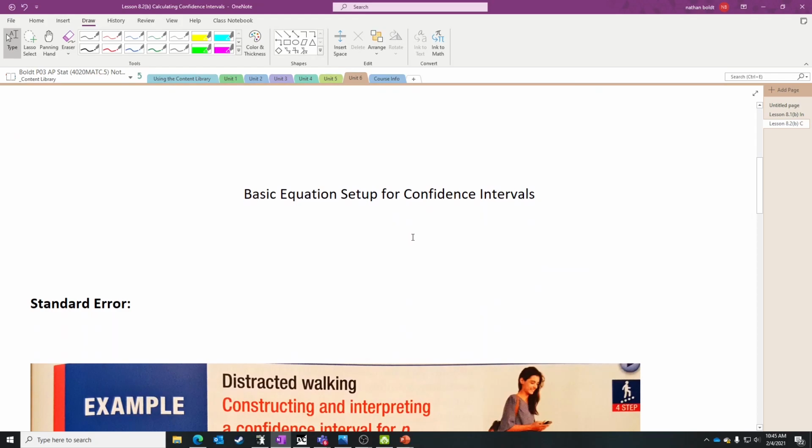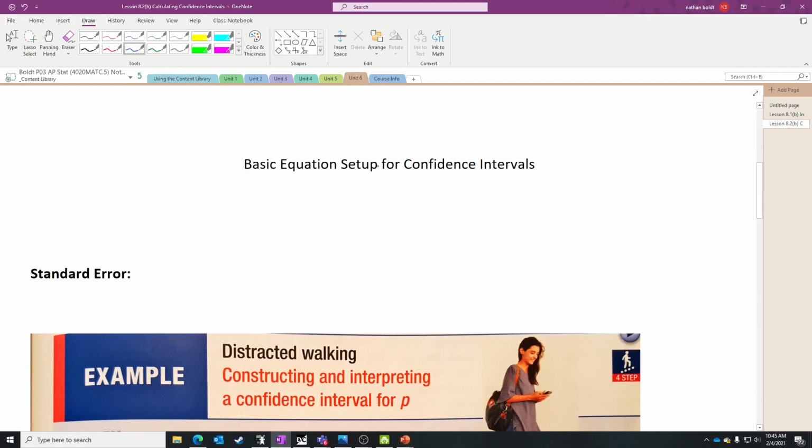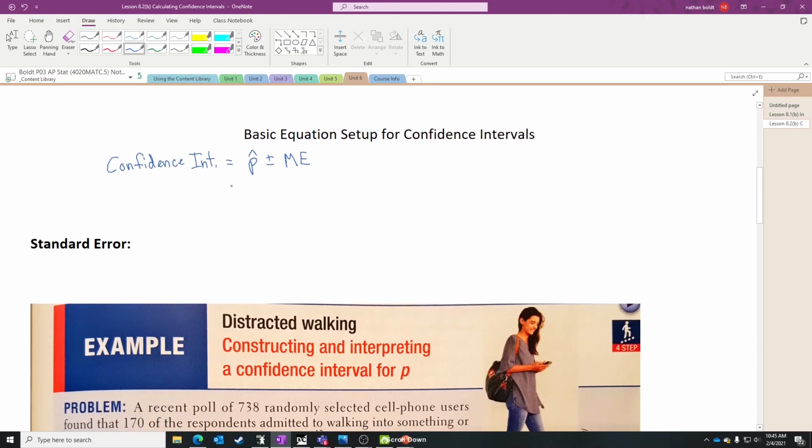So let's do this, ladies and gentlemen. Again, the basic setup for a confidence interval: you take your point estimator, p hat, and you add and subtract the margin of error. That is the basic confidence interval formula. Now let's break it down a little bit. What is the margin of error? Well, p hat plus or minus. How do we calculate the margin of error? Well, that's our z star times the standard deviation. How many standard deviations are we going out?